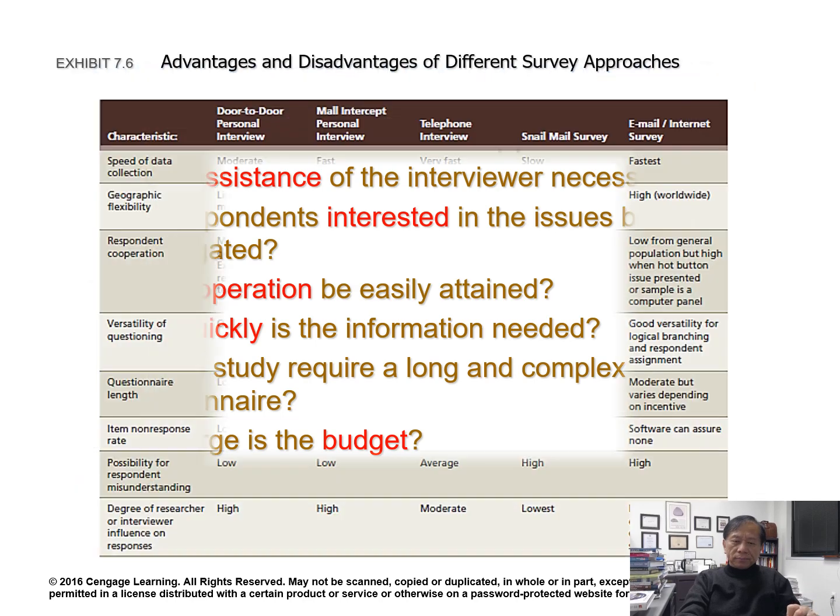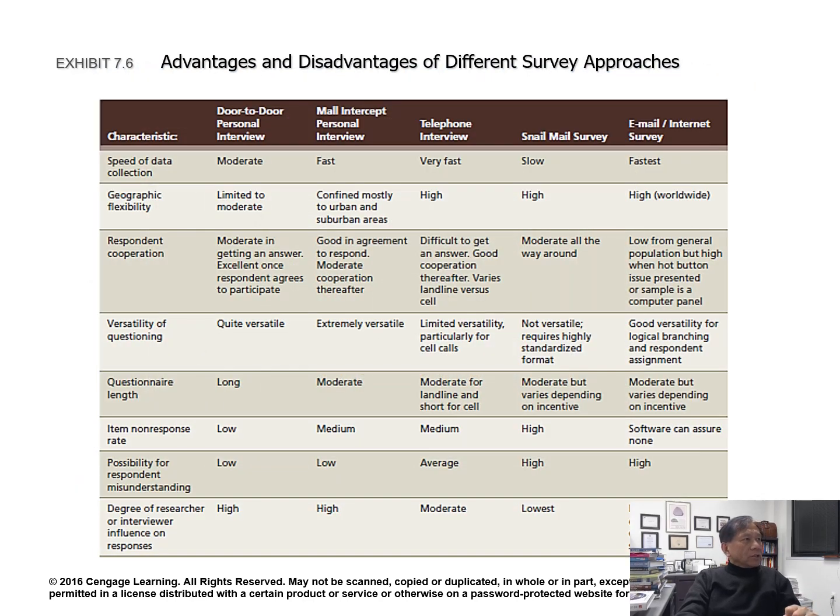That is fine. They show the example for different survey approaches. Basically, I'll go quickly over that. But for your project, I need you to study this carefully, and also in preparation for your first test. You can use door-to-door person interview, mall intercept, telephone interview, snail mail survey, or email or internet survey. The speed is moderate to fast, very fast, or slow, and email is fastest.